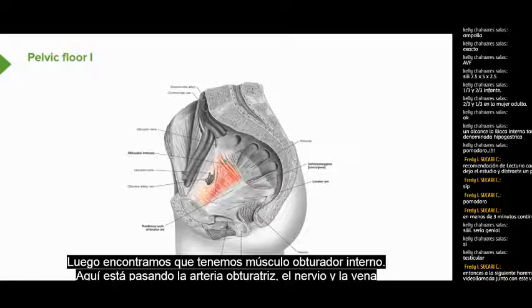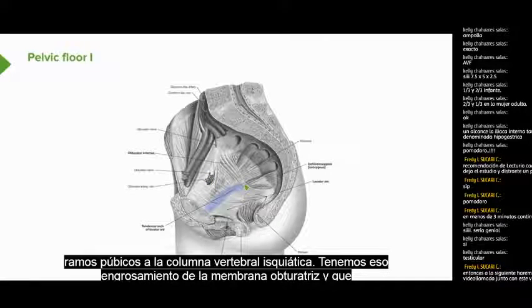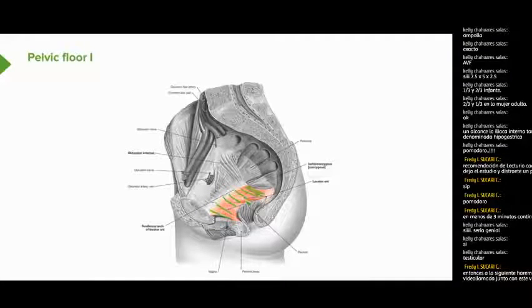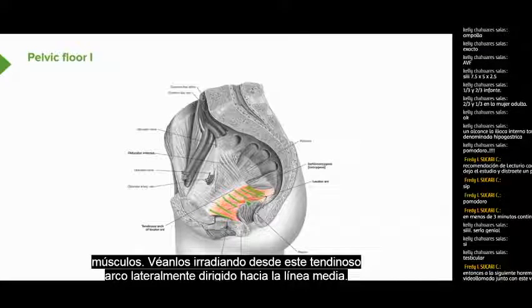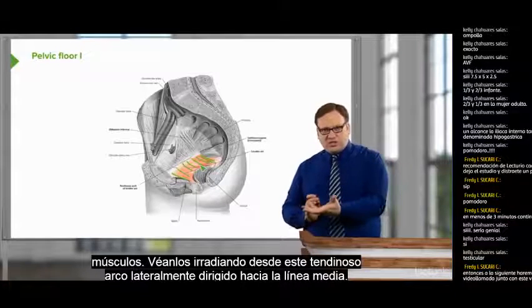We then find we have obturator internus muscle. Here's obturator artery, nerve and vein passing through the obturator canal. And here we have that thickening running from the superior pubic rami to the ischial spine. We have that thickening of obturator membrane, and that is a tendinous arch. Running medially from this tendinous arch, we have our pelvic floor muscles. See them radiating from this tendinous arch laterally, running towards the midline.